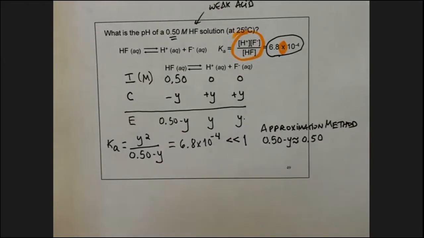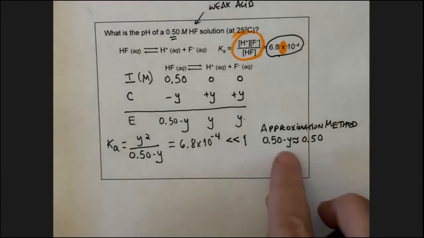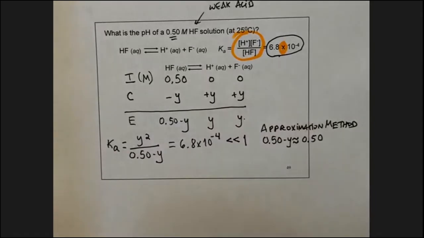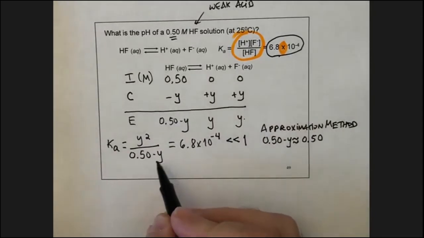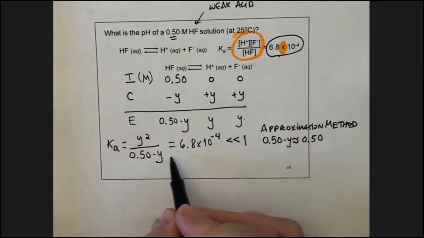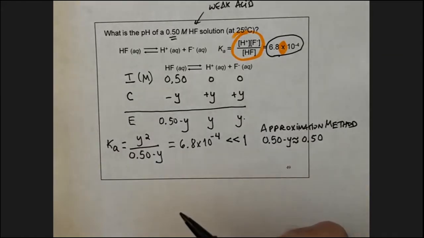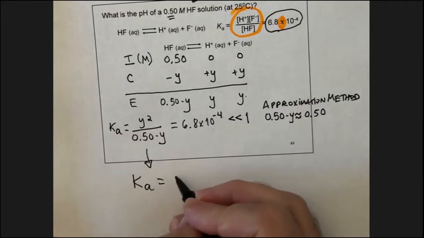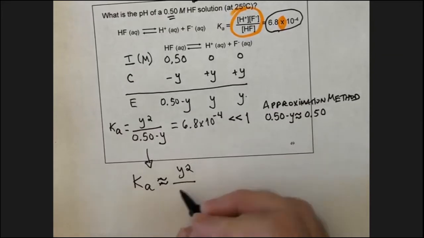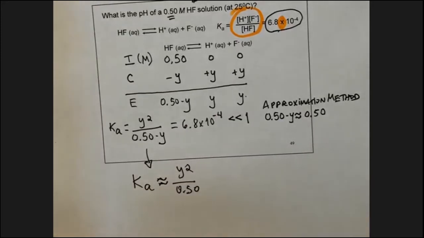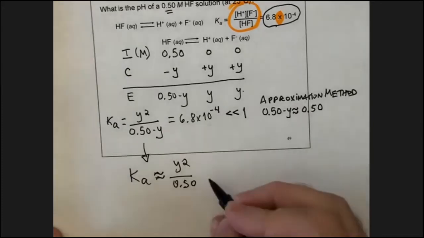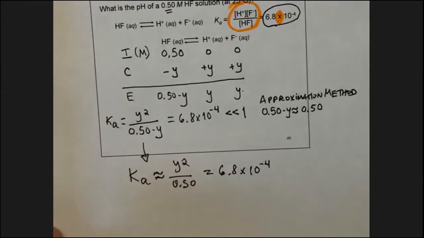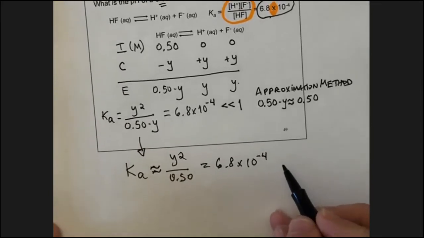All right? This is what we call the approximation method. Now, we'll talk later on about the limits to this kind of approach. This tells me that the change in the level of HF, the unionized acid, is so small that it's imperceptible. Whatever Y is, it's somewhere out in a decimal place that's beyond the level of precision of my measurement anyway. So that means that I can now change this equation into simply Ka equals approximately Y squared over 0.50, because this is approximately unchanged. And again, this is 6.8 times 10 to the minus 4. Don't forget that we don't put units on equilibrium constants, at least in the way we do things here.